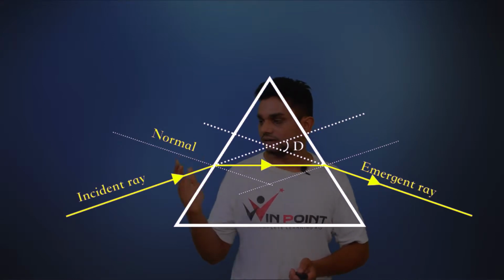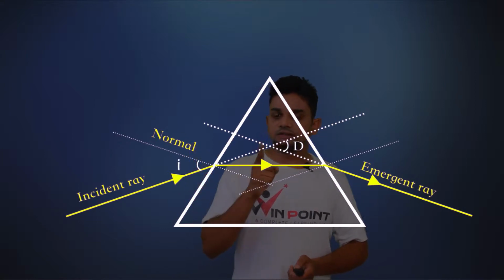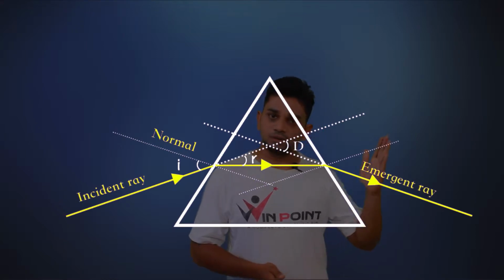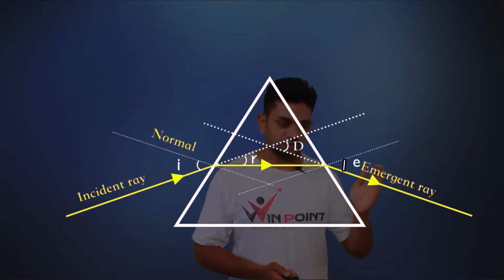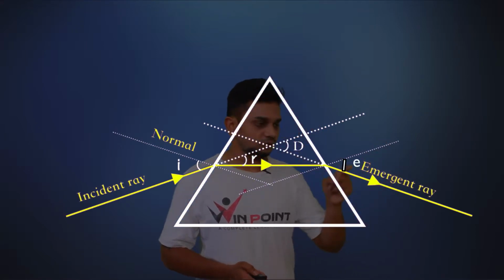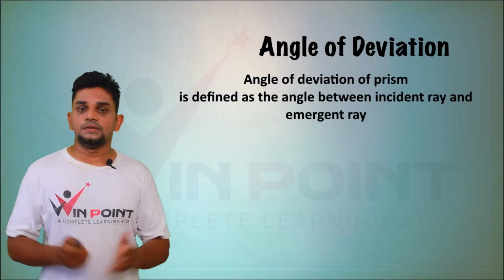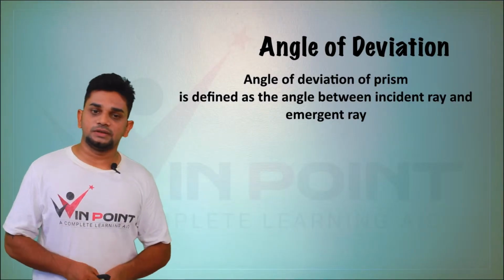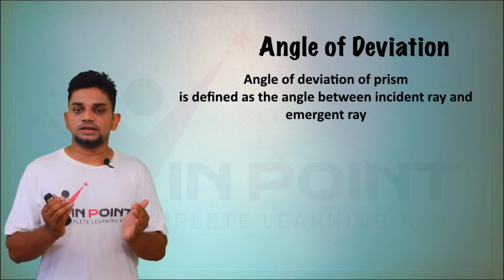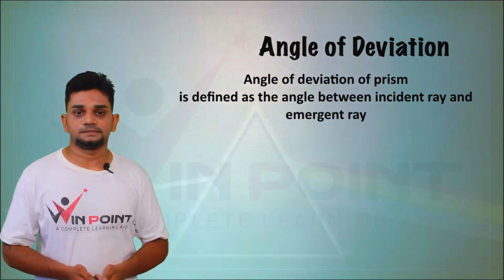This angle is angle of incidence, which is represented by the letter I, and this angle is angle of refraction, represented by the letter R. Here you can call it angle of emergence, represented by the letter E. The angle of deviation of prism is defined as the angle between incident ray and emergent ray.